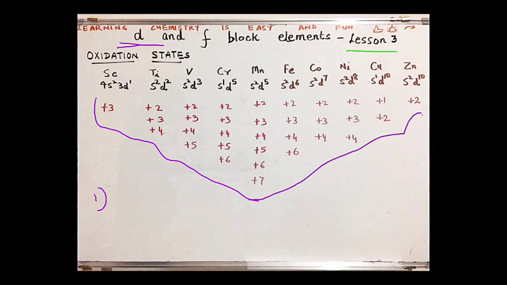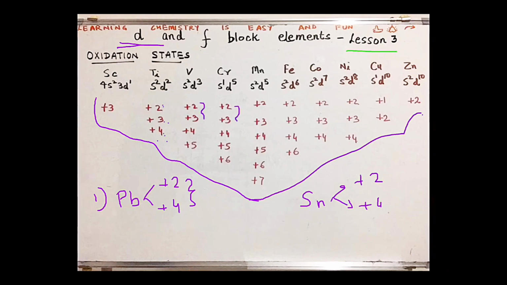First of all, unlike the P block elements, wherein we had the example like lead showing valencies of +2 and +4, tin showing valency of +2 and +4, you notice here that the variable valencies are differing by 2. Whereas in the case of D block elements, you notice that the valencies or the oxidation states are differing by 1, 2, 3, 4, 5, 6, right? So first difference.